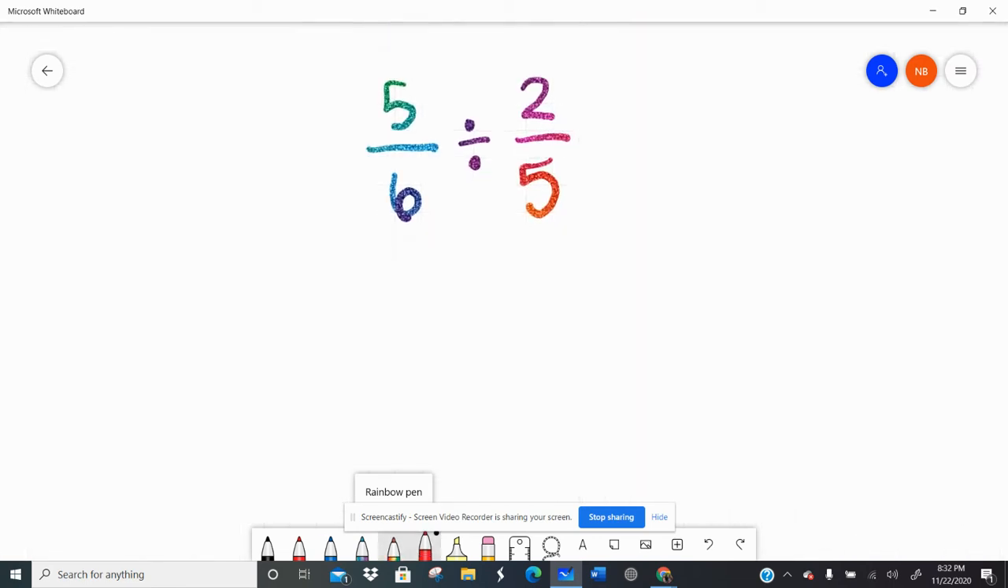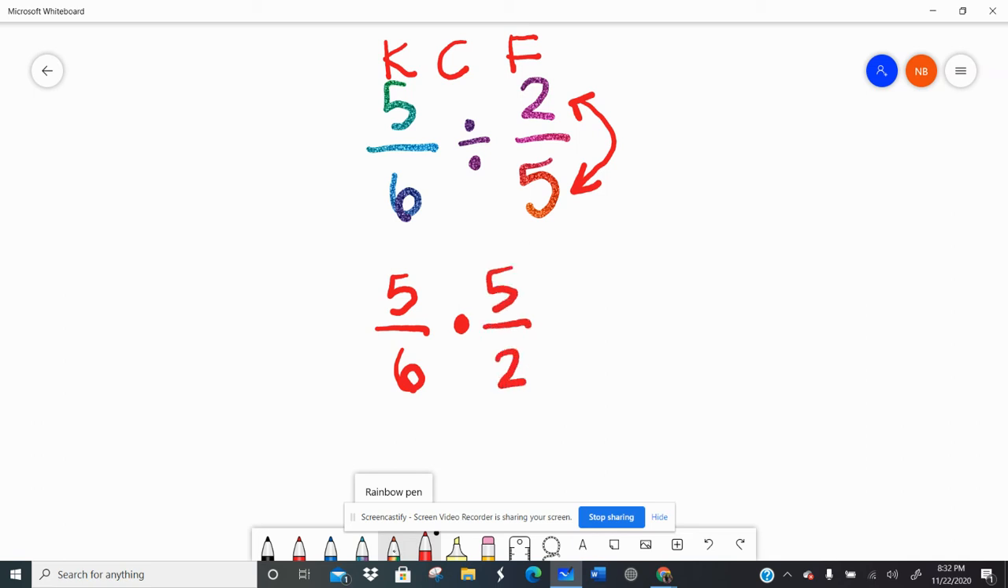All right, so I think to myself, okay, division is KCF. Keep, change, flip. So I have 5/6, I keep, change division to multiplication, and then flip or take the reciprocal. So 2/5 becomes 5/2. All right, let's see now. I look to see if I can cross simplify. 5 and 6 are number neighbors, so no. 5 and 2 are prime numbers, so no.